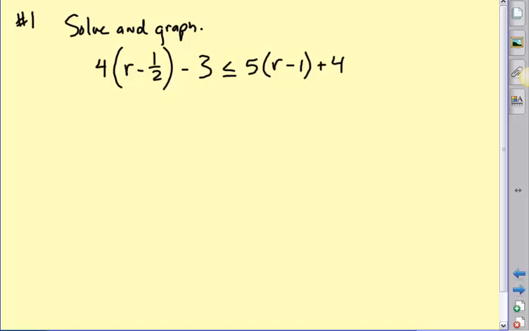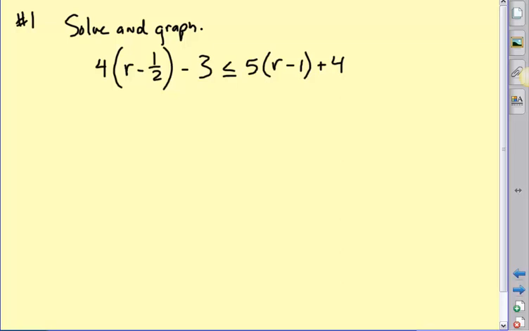First problem here. William, what would you do first? It says solve and graph. This doesn't have two variables, so it's not a linear equation or inequality. We're just trying to solve for the variables. Okay, what would you do first here?